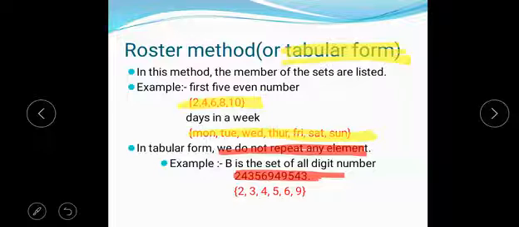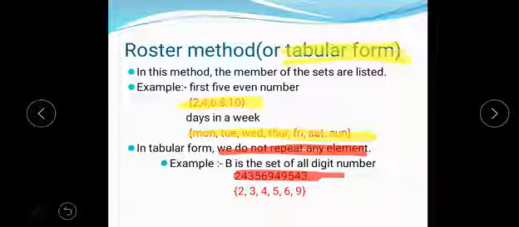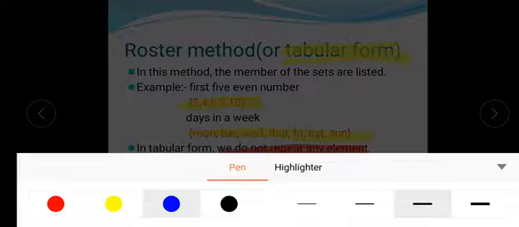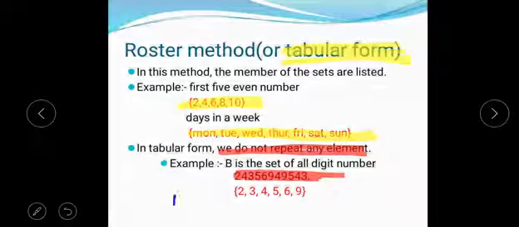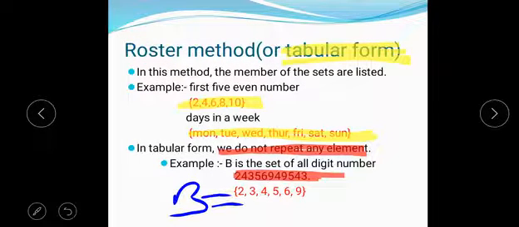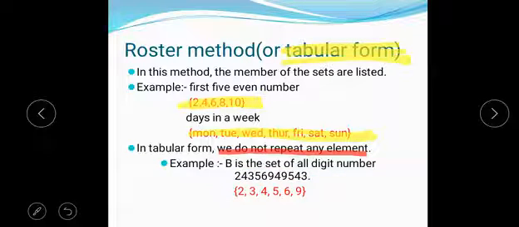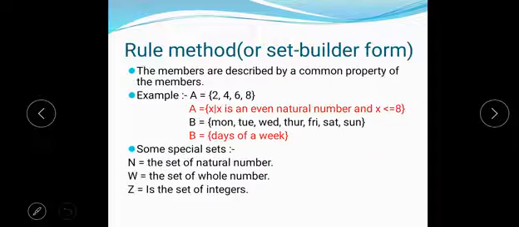So what is the set B here? The set B is 2, 3, 4, 5, 6, 9. If you see here, 4 is coming 3 times, but we are representing it only 1 time. So there is no repetition in a set in tabular form.